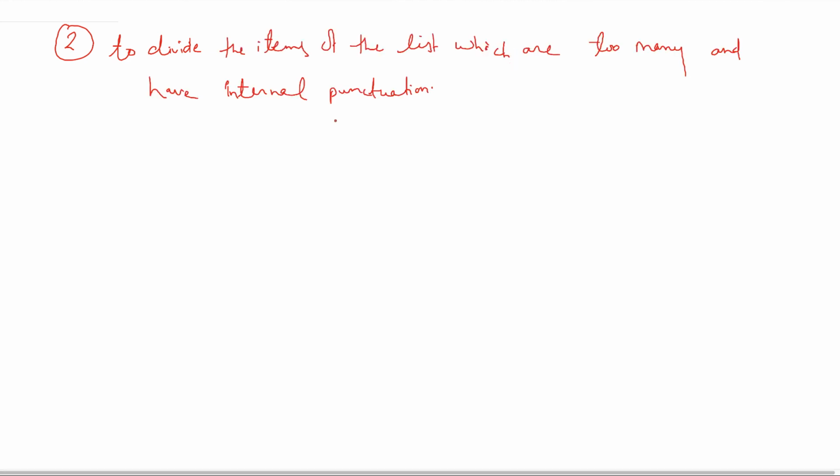Second important use of semicolon is to divide the items of a list which are too many and which have internal punctuation. When we are introducing a list, we can use a colon. But when in the introduced list there are further items to divide and they have their internal punctuation marks as well, we can separate the items of the list with the help of semicolon.